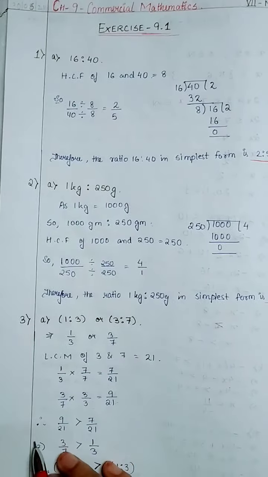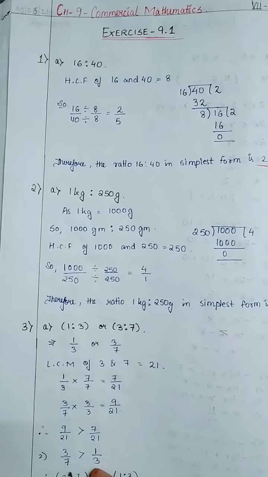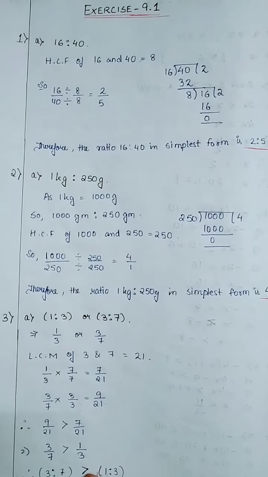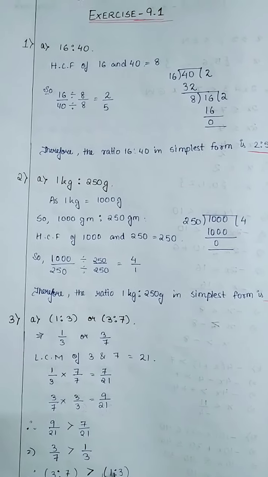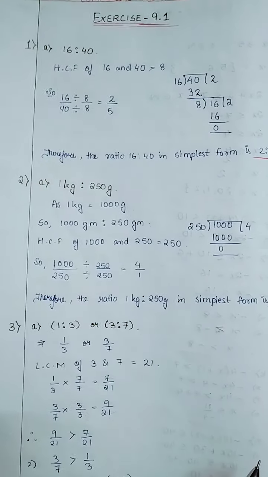Means 9 by 21 is greater than 7 by 21. Therefore, we can say 3 by 7 is greater than 1 by 3. Therefore, 3:7 ratio is greater than 1:3 ratio. This is your answer. Okay, let's move on to the next question.